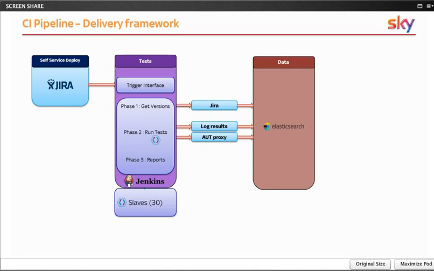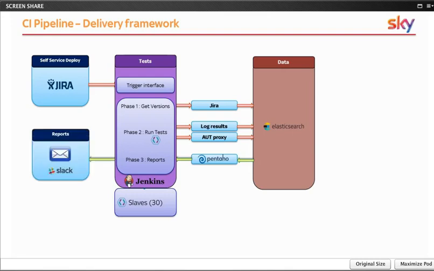Once we complete the test runs, we run a report job which does a Pentaho transformation. And at the end of the job, that will generate an email which goes out to the appropriate distribution list and also posts onto a Slack channel.